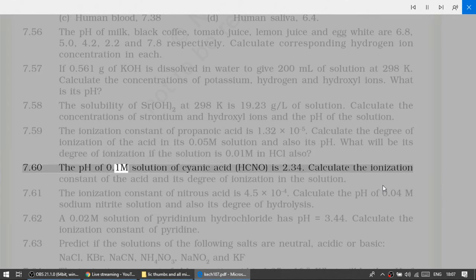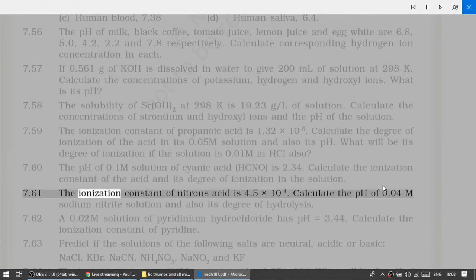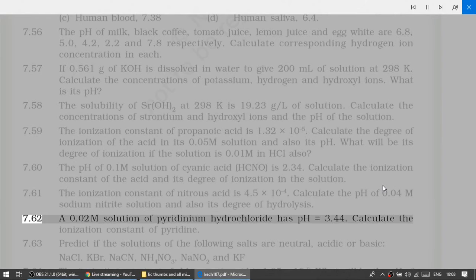7.60 The pH of 0.1 M solution of cyanic acid, HCNO, is 2.34. Calculate the ionization constant of the acid and its degree of ionization in the solution. 7.61 The ionization constant of nitrous acid is 4.5 times 10⁻⁴. Calculate the pH of 0.04 M sodium nitrite solution and also its degree of hydrolysis.